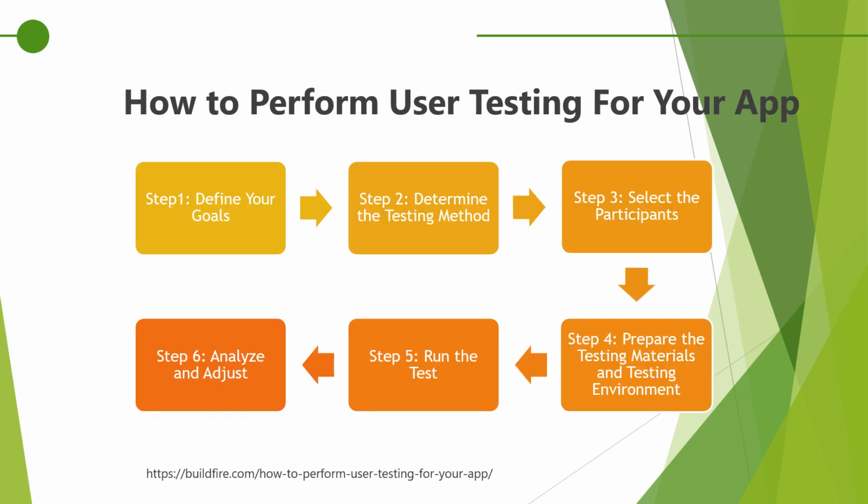So how do we perform user testing for our app? Well, step one is to define your goals. Clearly define the goals of your user testing. Focus on specific issues or aspects of the app's usability.